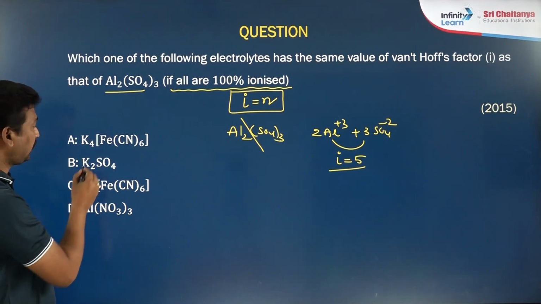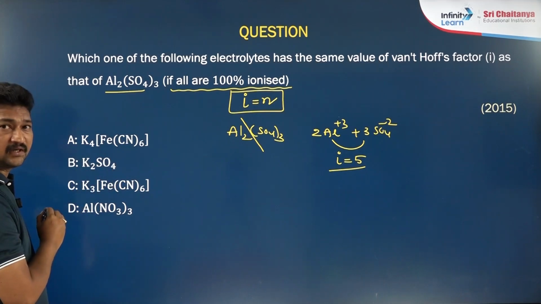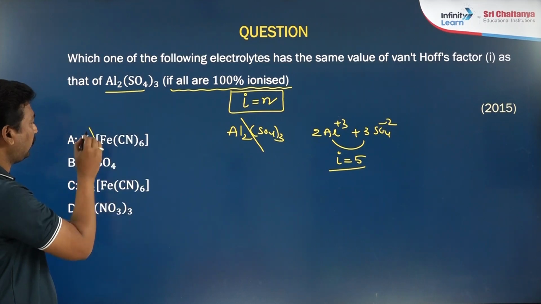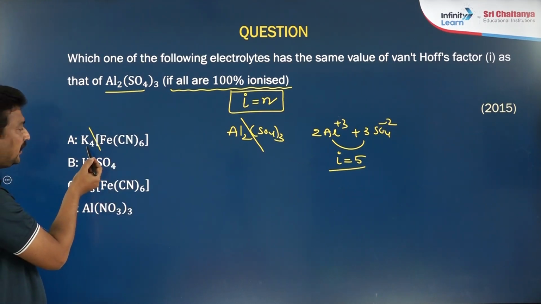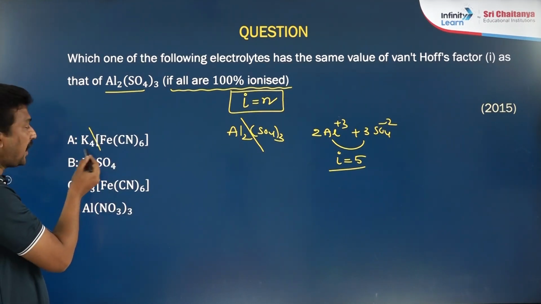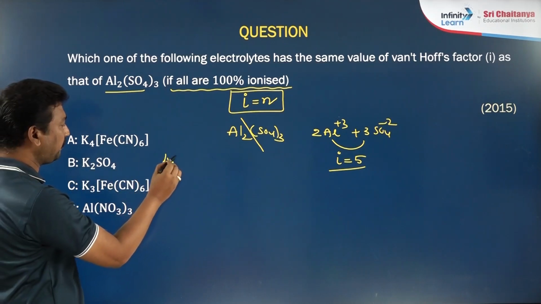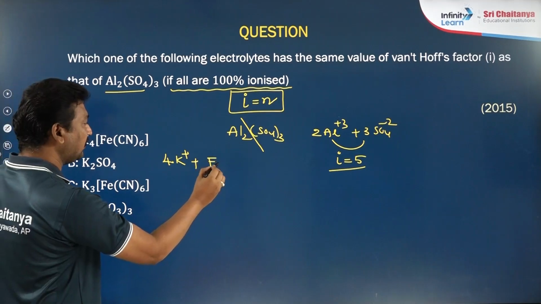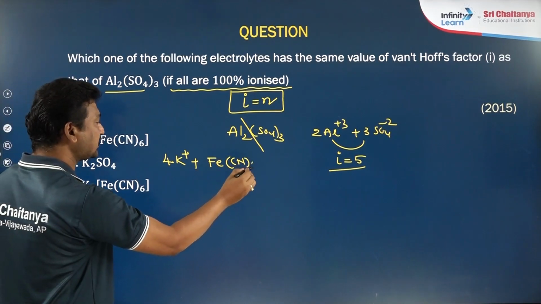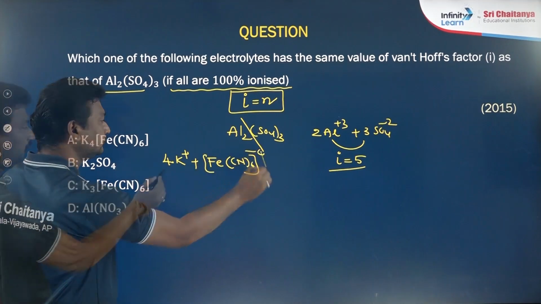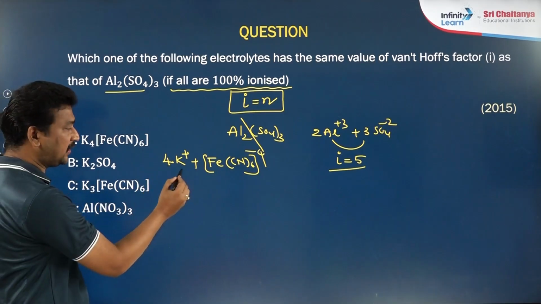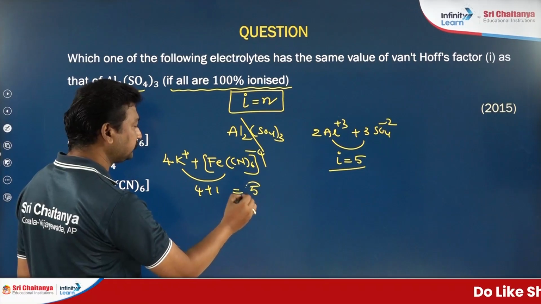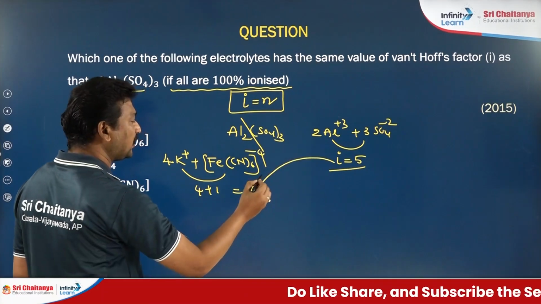Coming to the very first one, K4[Fe(CN)6]. This is a complex compound, my dear students. How can we separate the ions from a complex compound? Whatever ions are outside the square bracket are ionizable. 4K+ and one complex anion [Fe(CN)6]-4. That is 4 plus 1, so the i value here is 5, which exactly correlates.